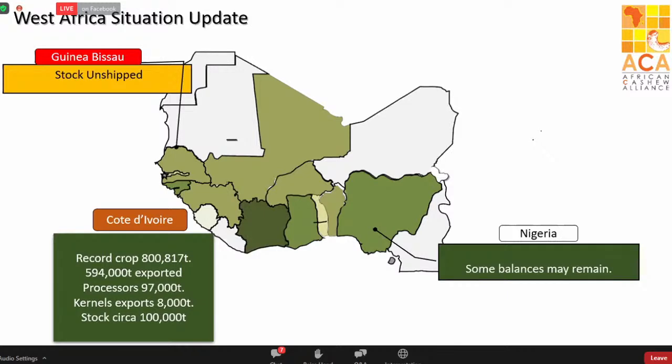Balances elsewhere: Guinea-Bissau, as was often mentioned earlier in the year on these events, has run into difficulties. There is stock in Guinea-Bissau that's unshipped. Similarly in Nigeria. Elsewhere, there are probably, in every country, some volumes of RCN that haven't been shipped. Some of that will get shipped in 2021. Some of it, unfortunately, will get mixed. It could be very negative to the sector in West Africa if there was too much mixing of old crop and new crop when the new season begins.